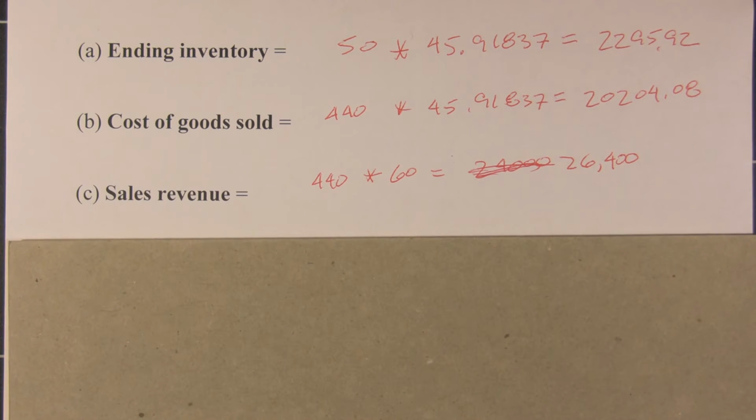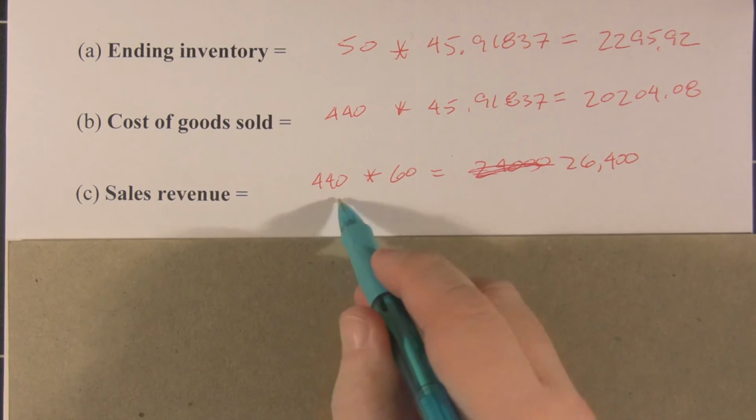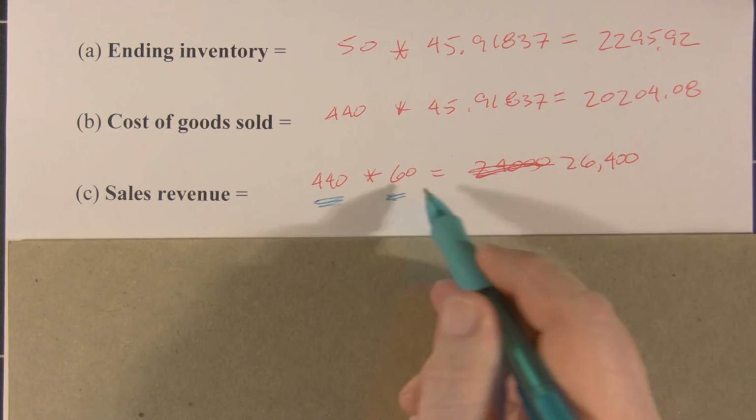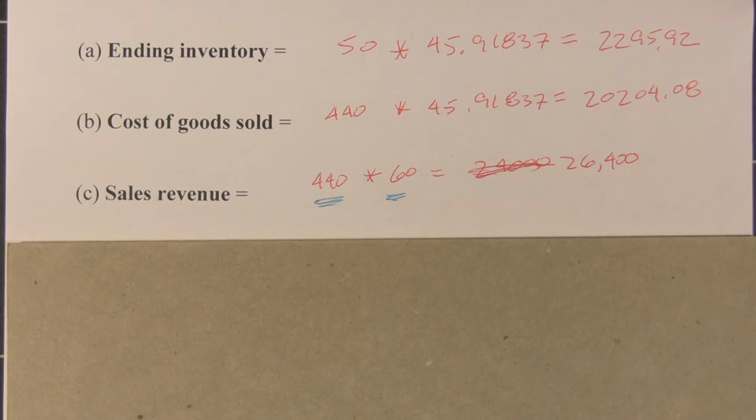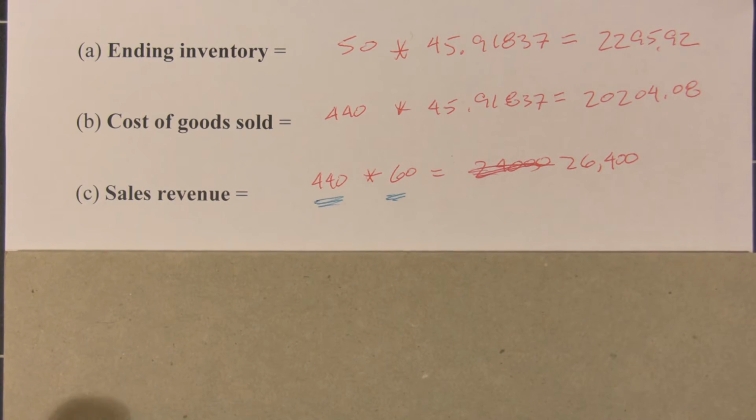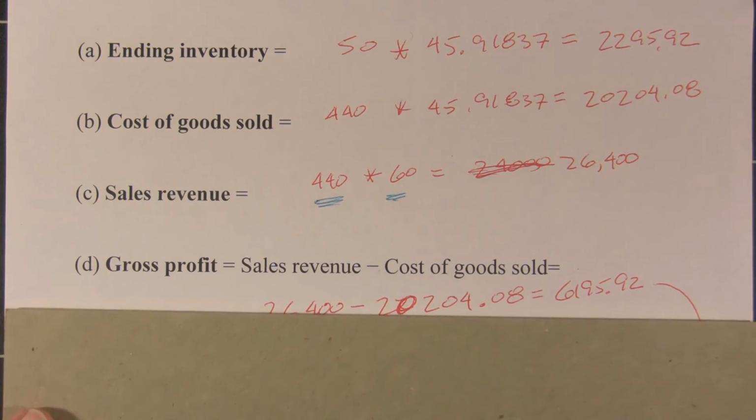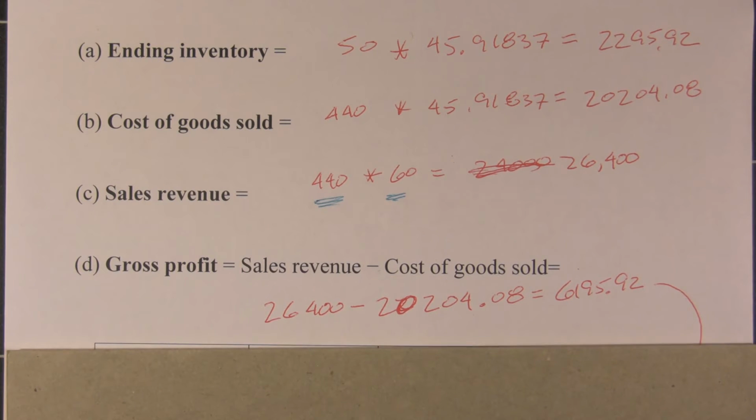Remember, our sales revenue does not change. It doesn't matter what inventory method you use. You're still selling the same 440 units and you're still selling them for the same $60. What will change is the cost of goods sold, and this will change the gross profit or gross margin.